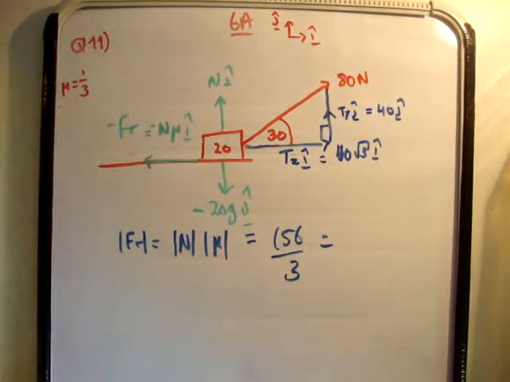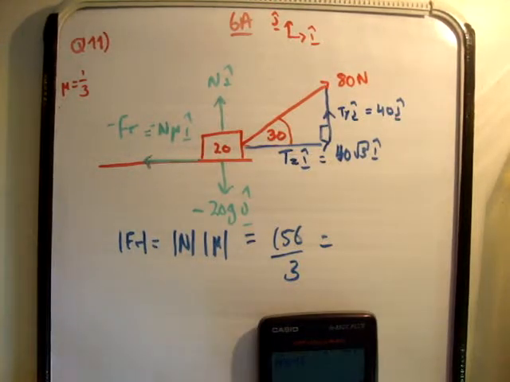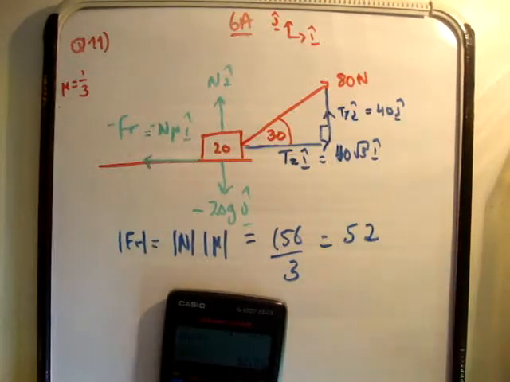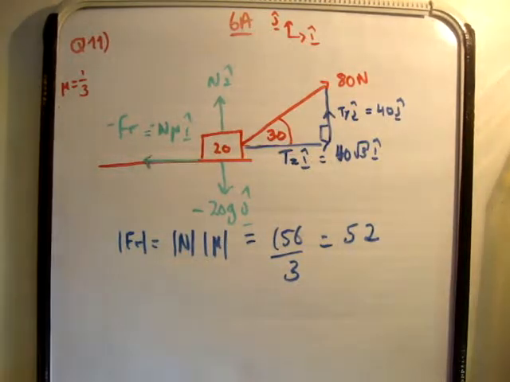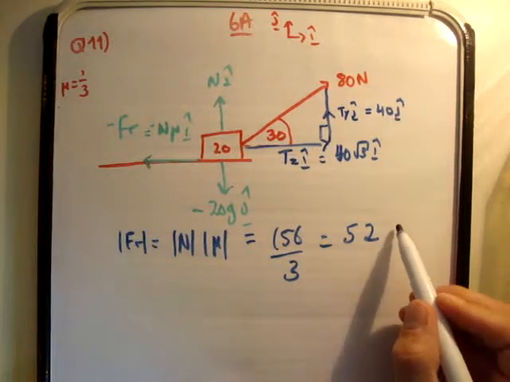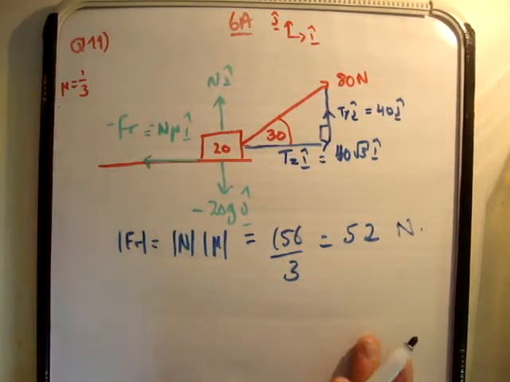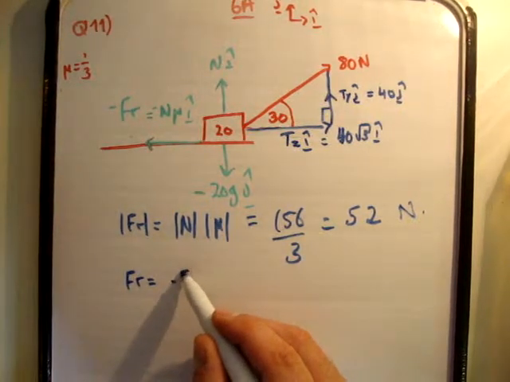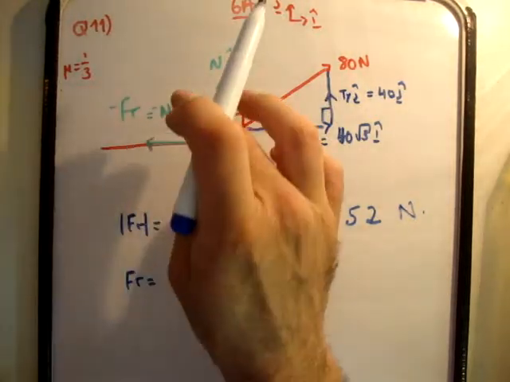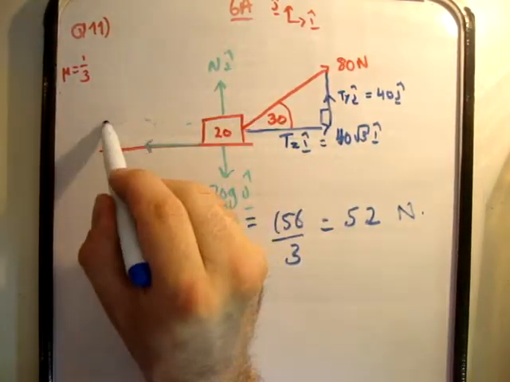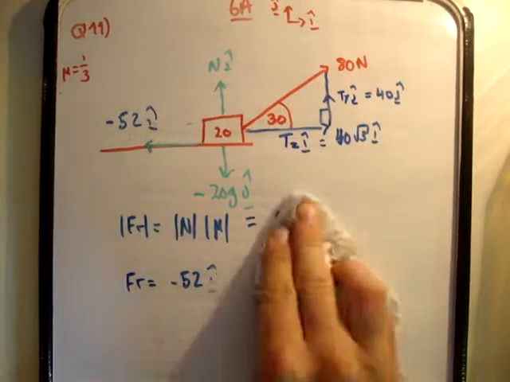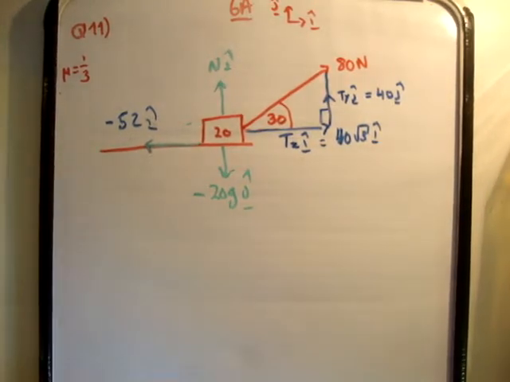So in this case it's 156/3, and that's going to be equal to 52. Alright, so we have 52 here, and that's going to be the frictional force. Its unit is newtons, so we'll say that the frictional force is equal to negative 52 i hat, because clearly it's going in the negative i hat unit vector direction if the particle is being pulled in the positive i hat unit vector direction.